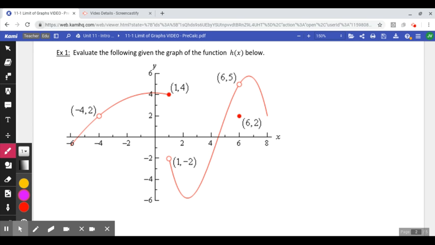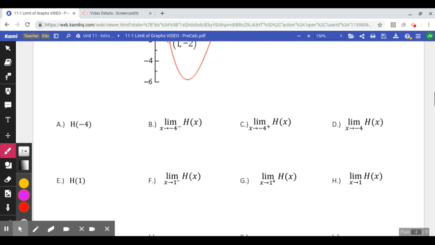In example one, we're given a graph and we want to evaluate some of the information below. So let's take a look at those limits and then also some function evaluation here. And we're going to see if we can figure out what these are equal to. So let's take a look at part A here. It says h of -4, and notice the lack of any limit notation here. So this is just function evaluation.